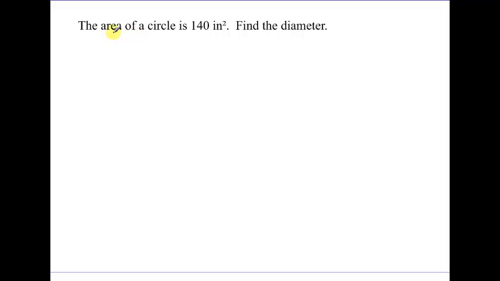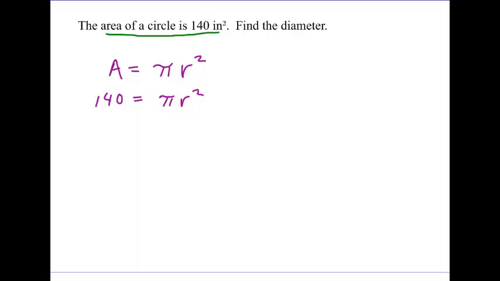Okay, here we're given the area of a circle, and we're going to find the diameter. So we have to start with our formula. Since it's area, we'll go with pi r squared. And let's substitute 140 in the area spot. And we're going to be solving to find out what the radius is.